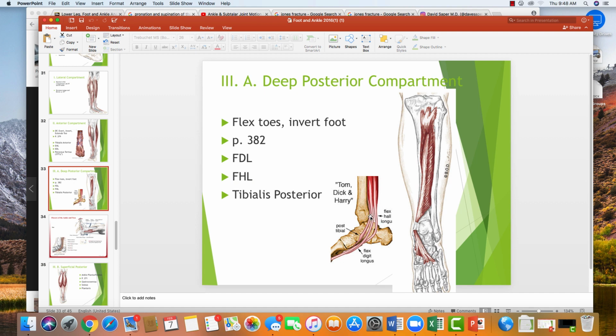And these 3 tendons all hook right behind the medial malleolus. So we had the peroneals on the lateral. Now we've got these on the medial malleolus. And they're responsible for flexing the toes and inverting the foot. And they're just a group there.